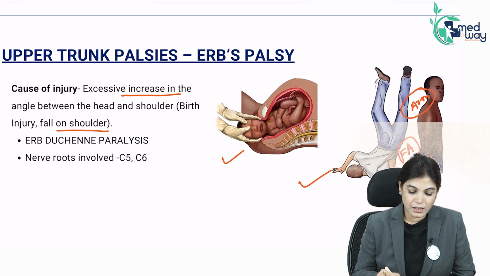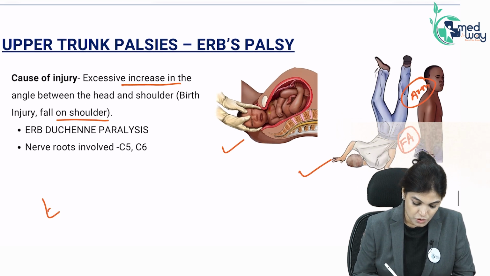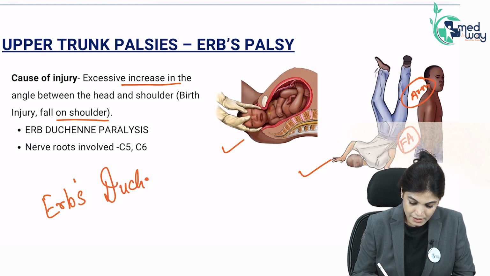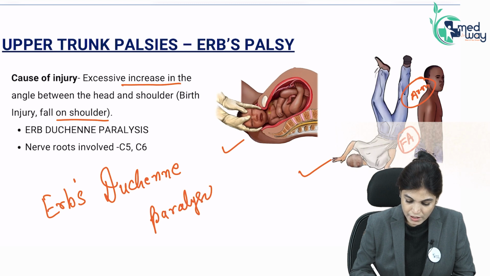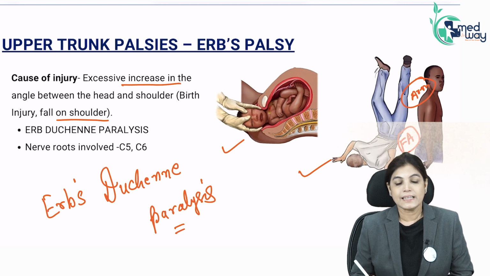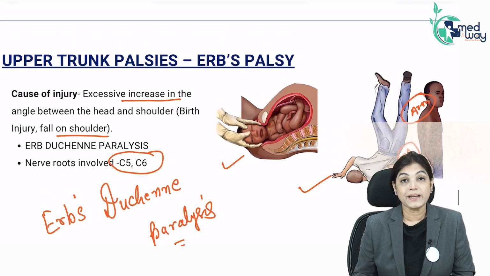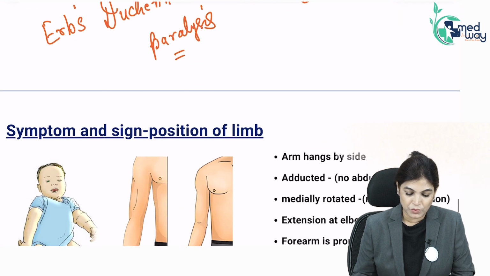The injury which is seen is also called Erb's Duchenne paralysis. In this condition, the arm is adducted, medially rotated, the forearm is extended and pronated, and the nerve roots involved are C5 and C6. It is also called waiter tip deformity or policeman tip deformity.